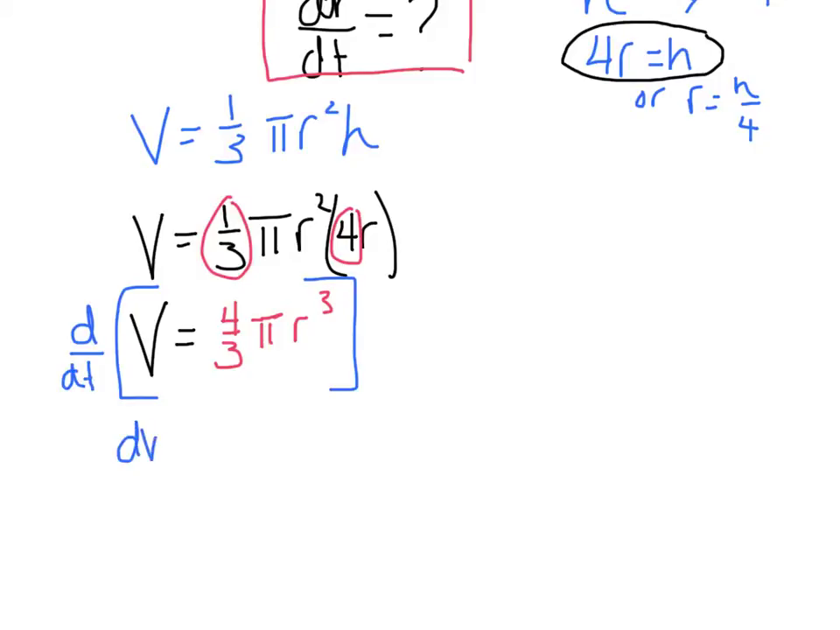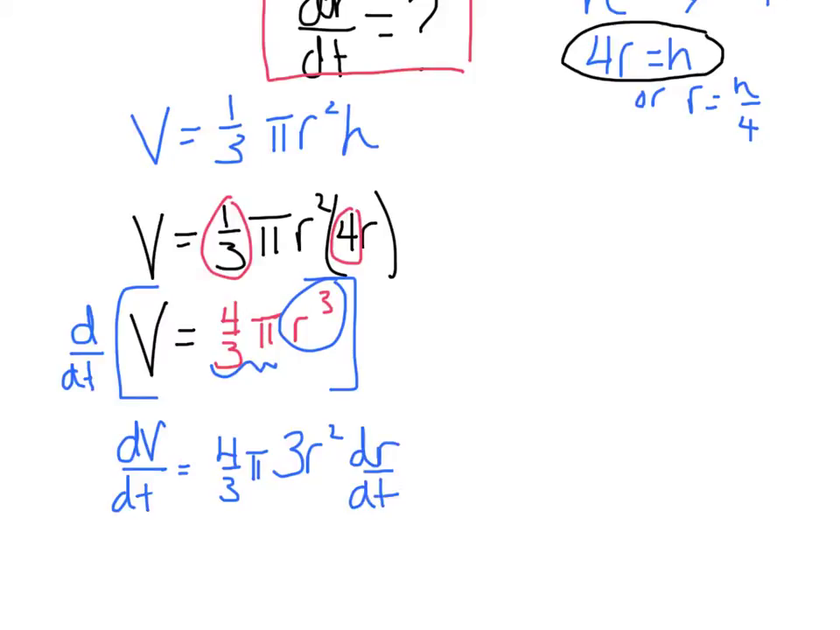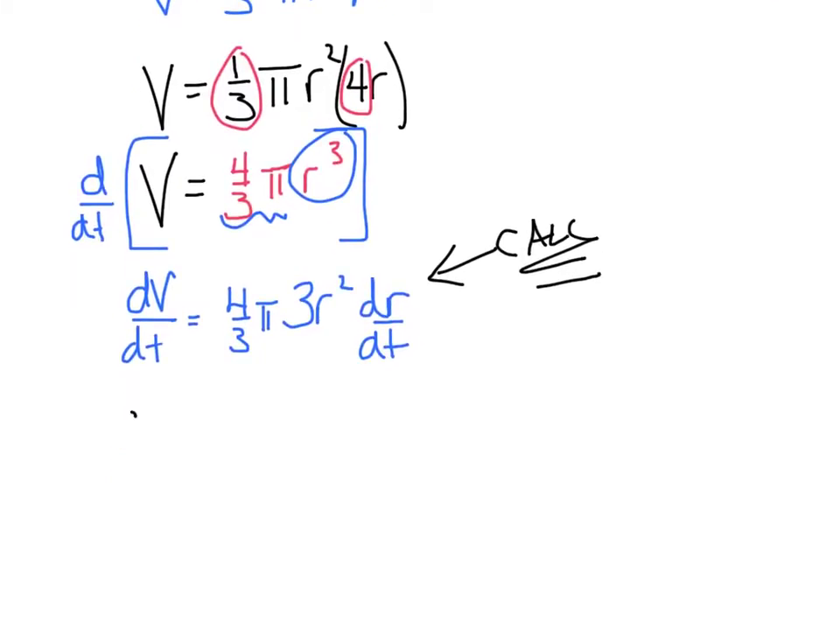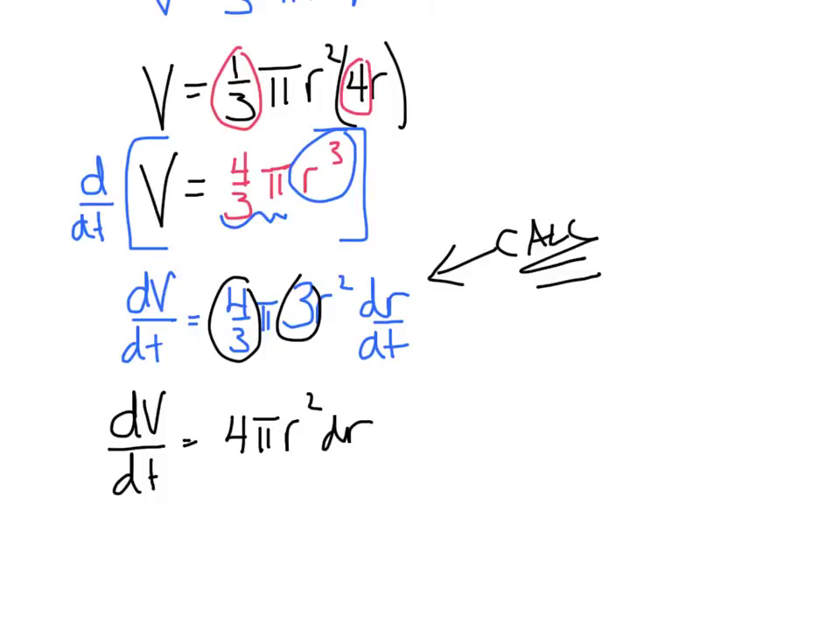So I get dV/dt equals, remember this is just a constant, so keep your constant 4/3 pi, and the derivative is really just the power rule of r cubed. 3r squared, and then of course dr/dt. That was the only calculus in the entire problem. Now we'll clean it up before we substitute in. I've got dV/dt equals 4/3 times 3, of course, is just 4 pi r squared dr/dt.